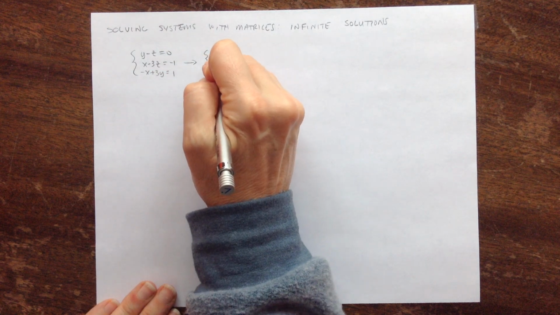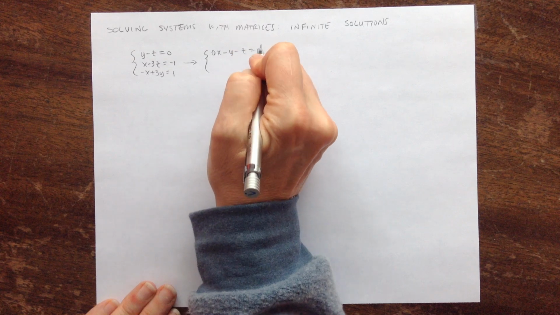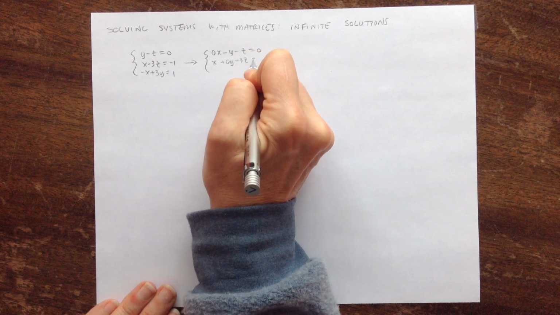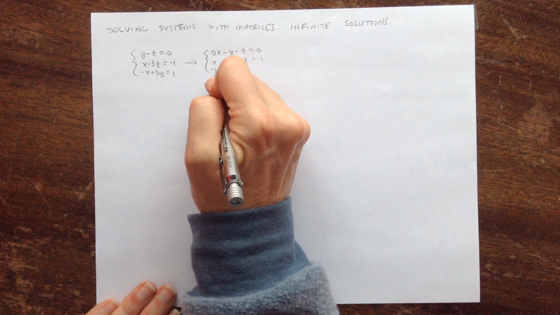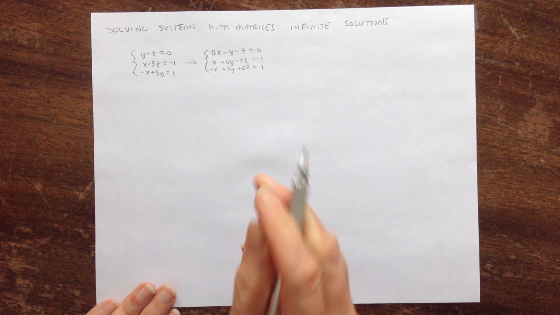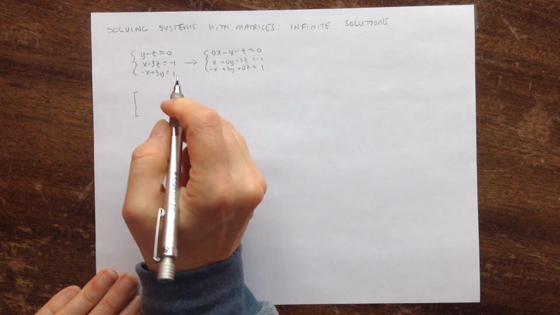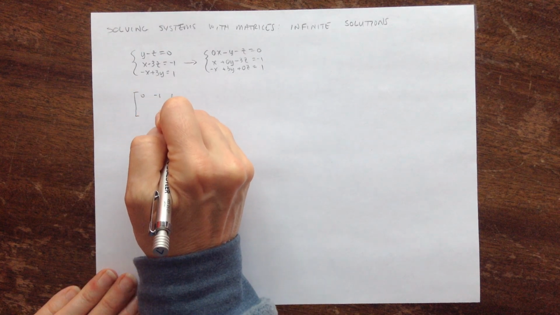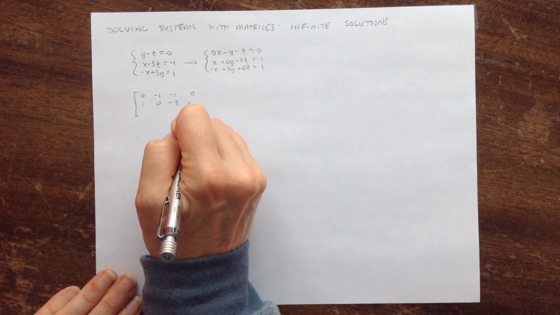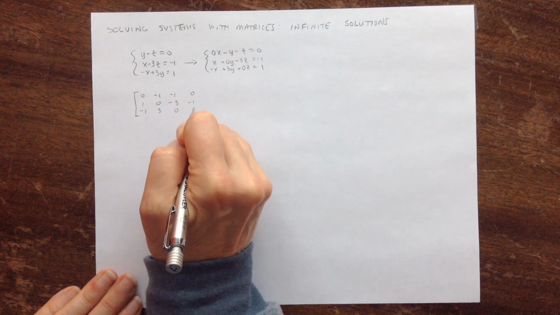So this first equation has no x's, minus 1y minus z equals 0. And then this is x plus 0y minus 3z equals negative 1. And negative x plus 3y plus 0z is equal to 1. And so if I put this right into an augmented matrix, it's going to be 0, negative 1, negative 1, 0, 1, 0, negative 3, negative 1, negative 1, 3, 0, 1.